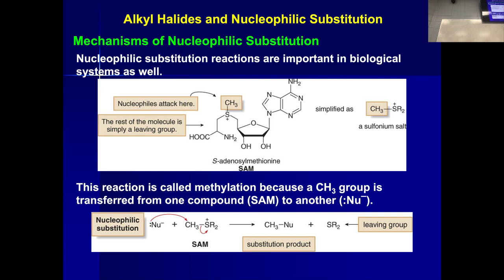So is this for allergic reactions? Pardon? Is this used in allergic reactions? Could be, yeah. I'm not an expert on the medicine, so I can't comment too much.